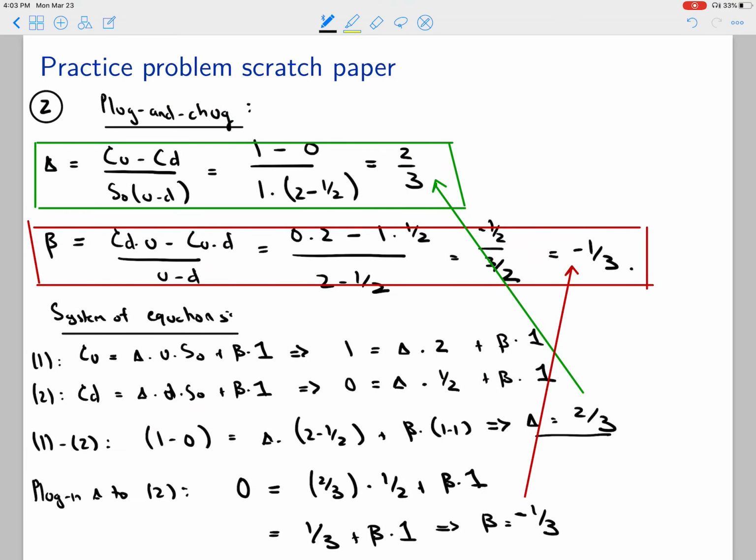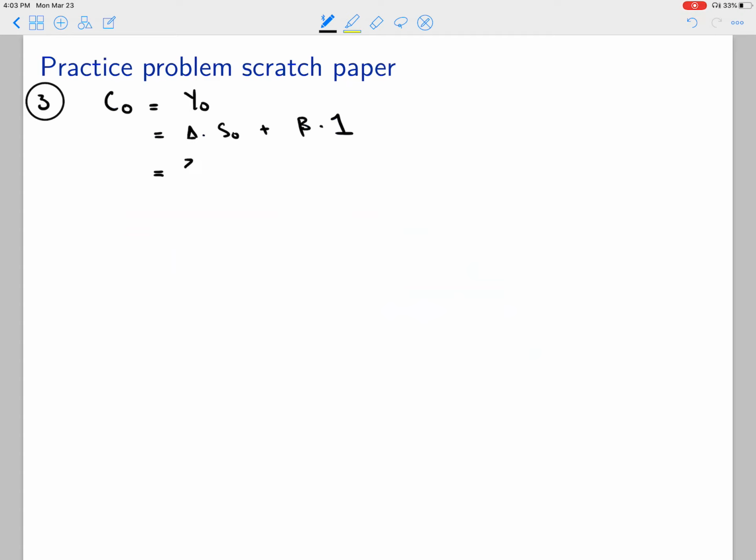Okay, in the final step of the problem, part 3, we're going to use this information to calculate the option price. Let's do it the replicating portfolio way. C0 is equal to the price of the replicating portfolio, Y0. This is equal to delta times S0 plus beta times 1. And we know all the inputs here. Delta is equal to 2/3. The share price at date 0 on Red Rock Resorts is 1. Beta is negative 1/3, times 1. This means that the call option price is 1/3.